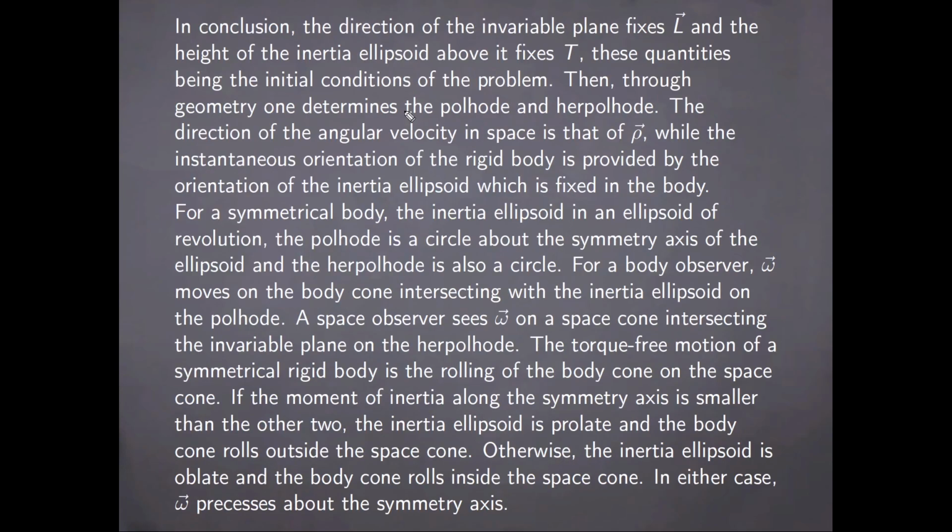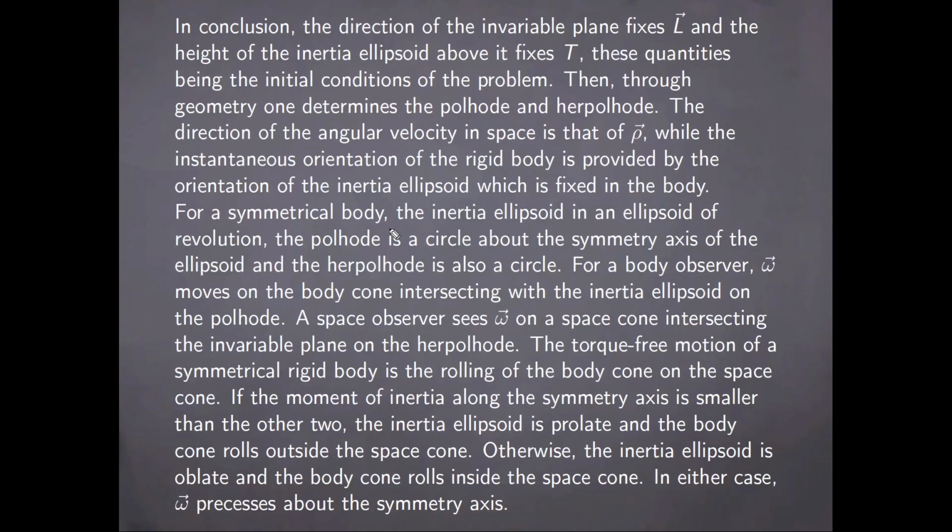In conclusion, the direction of the invariable plane fixes the angular momentum, and the height of the inertia ellipsoid above it fixes the value of the kinetic energy, these quantities being the initial conditions of the problem. Then, through geometry, one determines the polhode and the herpolhode. The direction of the angular velocity in space is that of ρ, while the instantaneous orientation of the rigid body is provided by the orientation of the inertia ellipsoid, which is fixed in the body.